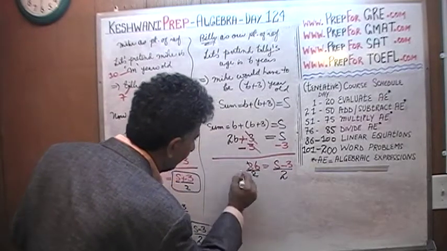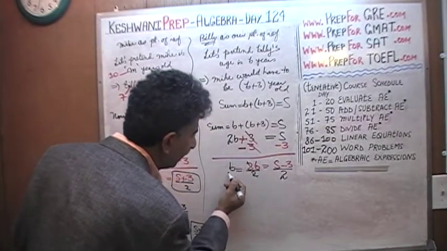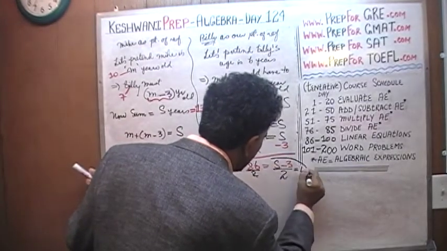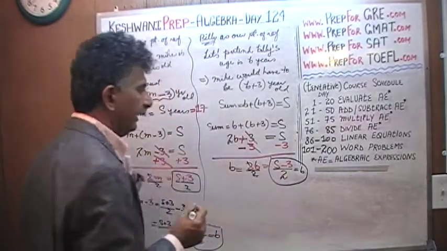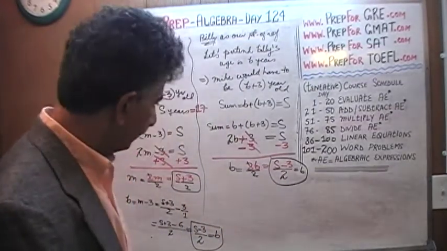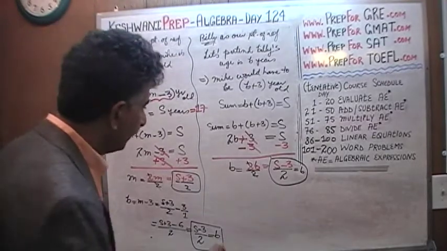And then these 2s cancel out, and Billy, this is Billy, turns out to be S minus 3 over 2. Oh, this is freaky. This is freaking me out.